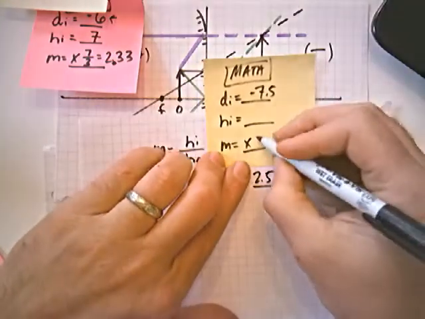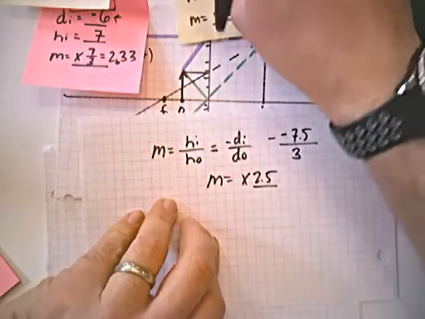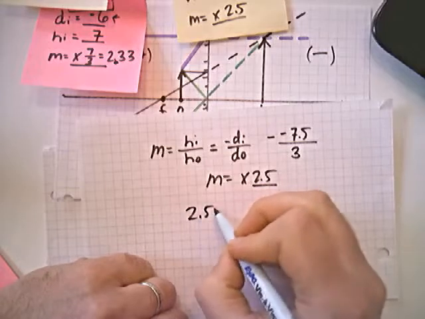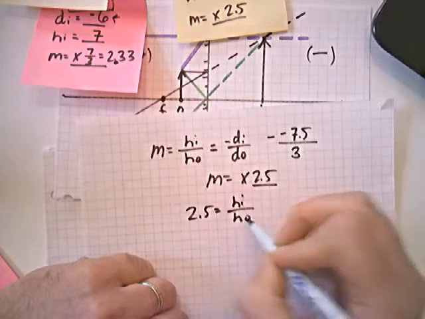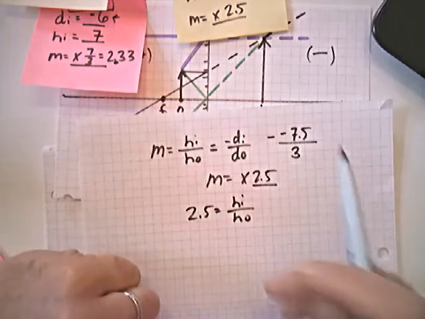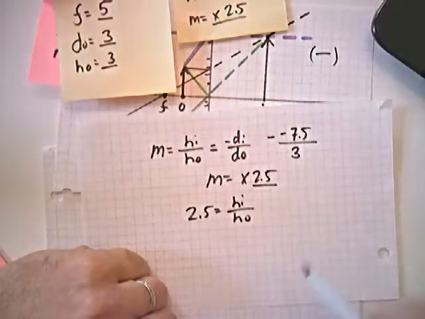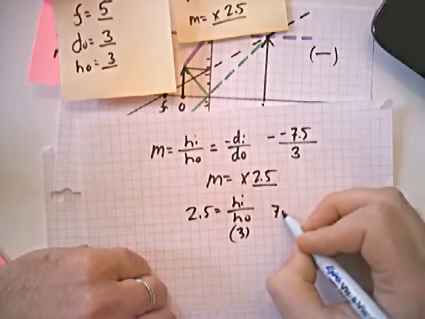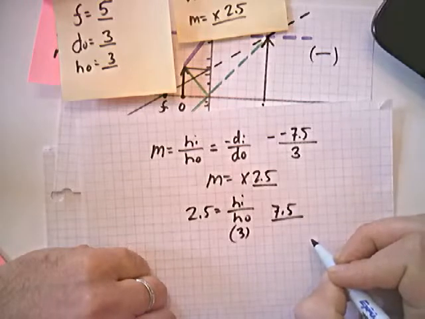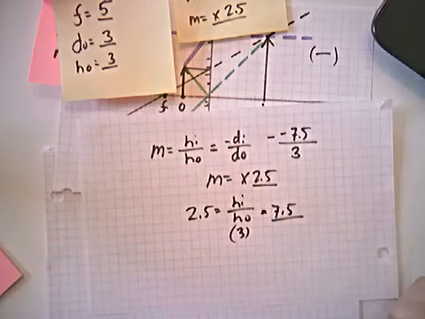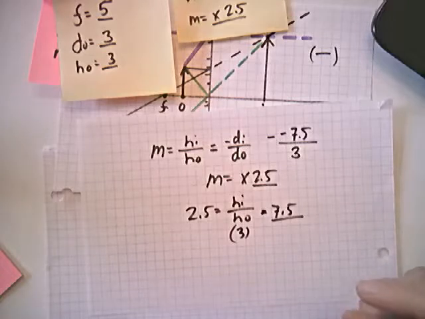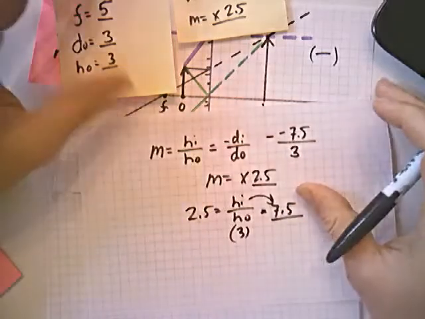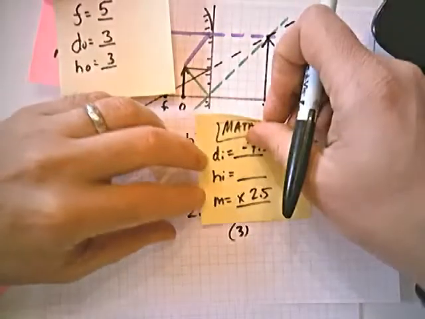So I'm going to put that in right here, 2.5 for m, and then we're ready to solve for hi. So using this number 2.5, it also equals hi over ho. Now remember, ho was given at the beginning. Let's take a look. Ho is 3. So if we make this 3 and we multiply it by 2.5, we get 7.5 for the height of the image. Which is weird because that's what di was, but that just worked out that way this time. Probably because it was 3 and 3, and that's why we get 7.5 and 7.5. So the height of the image being 7.5, put that in here.